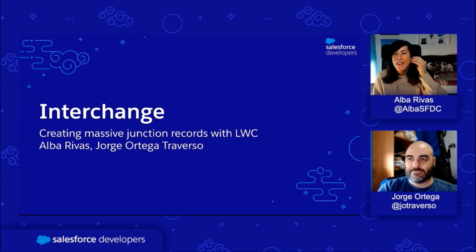Hi everyone and welcome to this new Interchange series chapter. In this chapter, we are going to see how to create a Lightning Web Component to create massive records for a Junction object. We have with us the amazing Jorge Ortega.